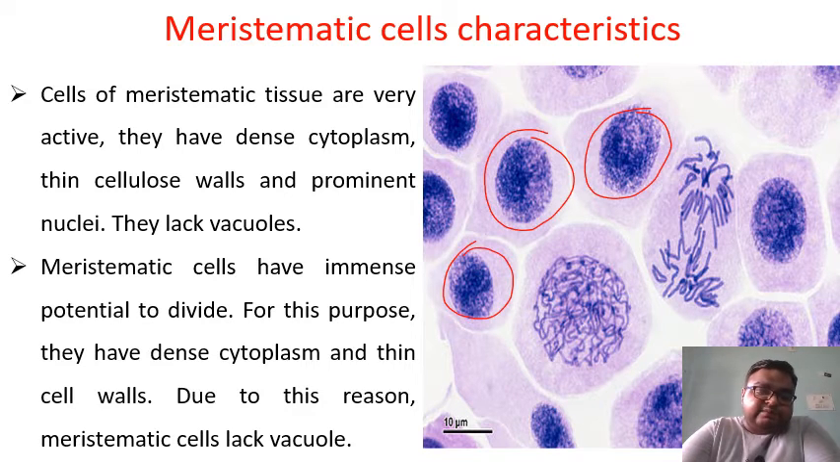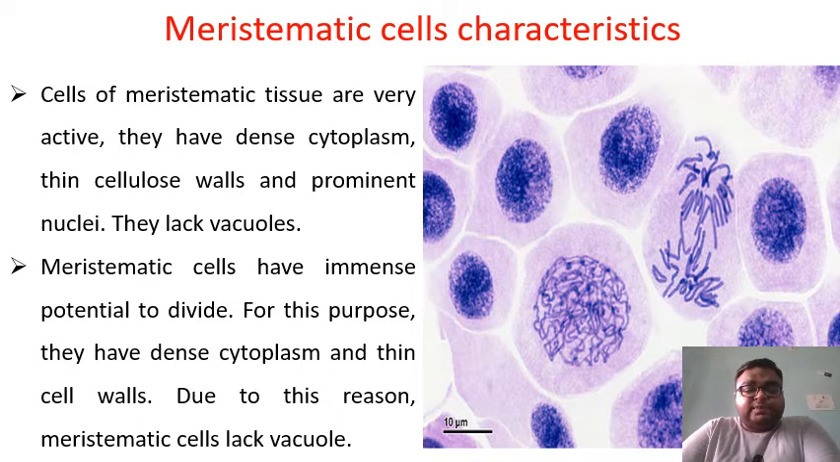You can see this dark blue thing. It is deeply stained. It is a cytoplasm stain. So you can see that it is a dense cytoplasm, right? And it has a thin cellulose cell wall. You might be able to see here if you look very closely that the cell wall is very thin, right? And they lack prominent nuclei. There is no presence of a prominent nuclei.